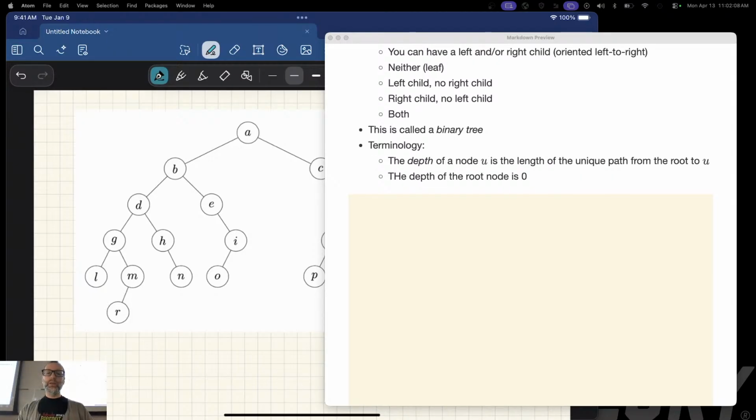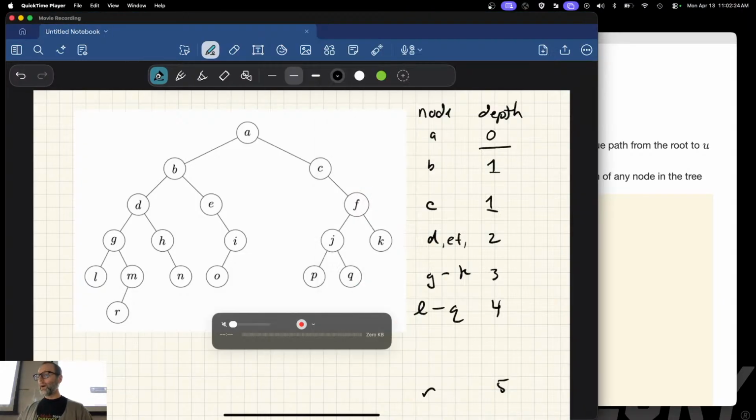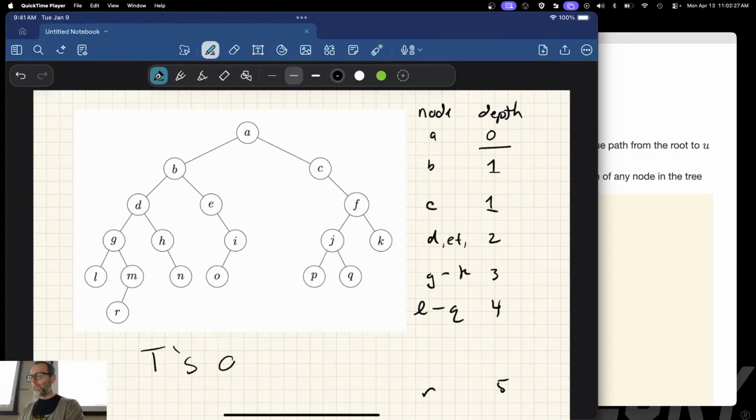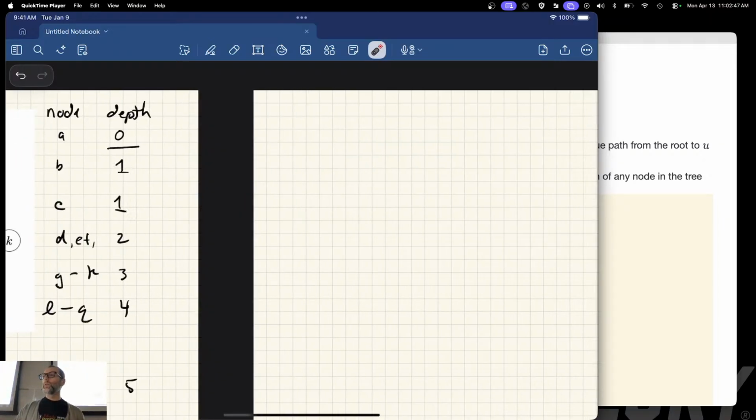Right? Finally, the depth of the tree itself is the maximal depth of any node in the tree. Right? In this case, the deepest node was R, and so the depth of this tree was 5. The tree's depth is going to be 5. Now that can change. What if I got rid of that node? Right? What if I severed that and it went away? Now the depth has changed. Because this is no longer there, the maximal depth is now 4, and so this changes to 4. Okay? Those are all the terminologies.